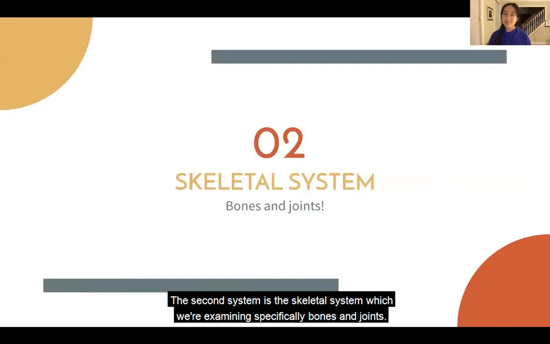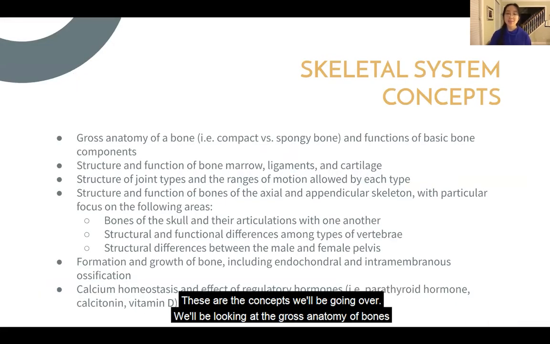The second system is the skeletal system, which we're examining specifically bones and joints. These are the concepts we'll be going over. We'll be looking at the gross anatomy of bones, so what they look like if you slice them open, what they look like on the inside, as well as how they interact with each other in joints. And we'll focus specifically on the skull, vertebrae, and pelvis just a little bit because those bones are irregularly shaped and they're kind of interesting.